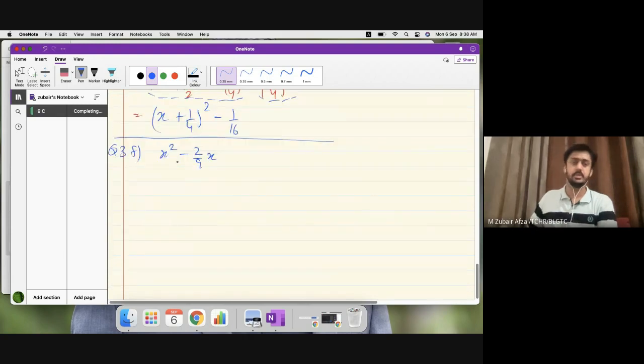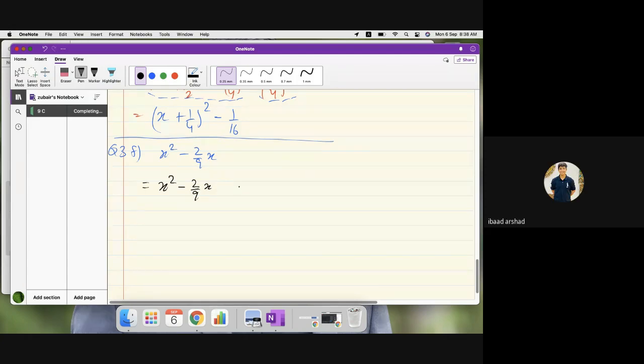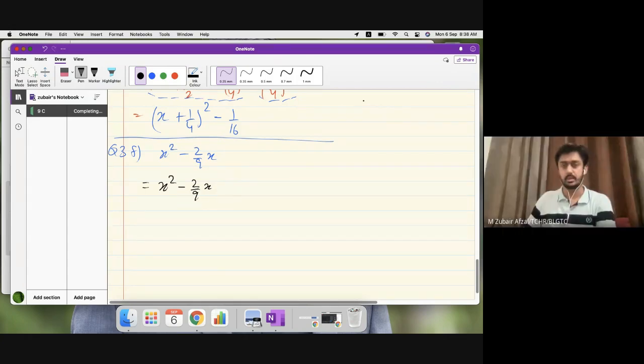We follow the same procedure. This is x square minus 2 by 9x. And what will be the half of 2 by 9? So 1/3. Okay, 2 by 9, when you divide it by 2, this will become 2 by 9 multiplied by 1 by 2. Do you agree? Yes, sir. So this ultimately becomes 1 by 9.